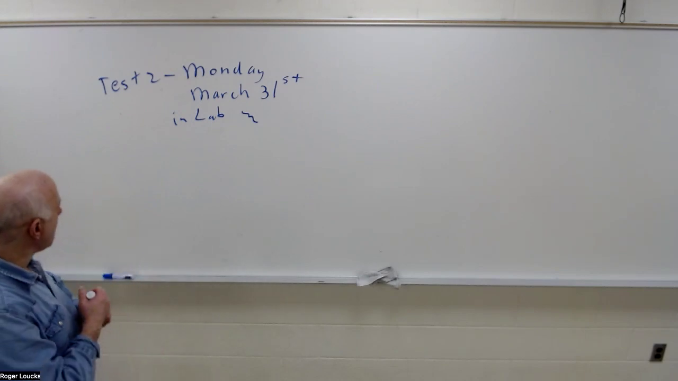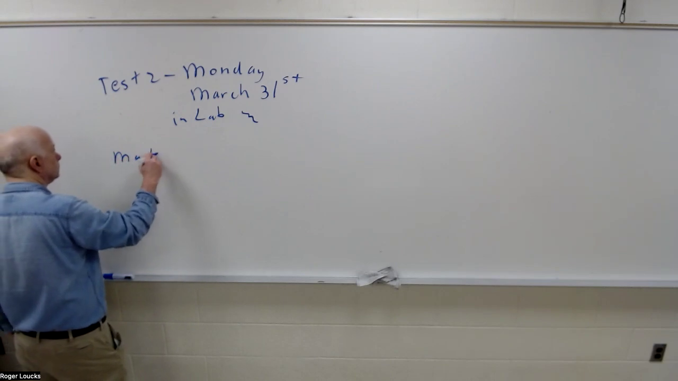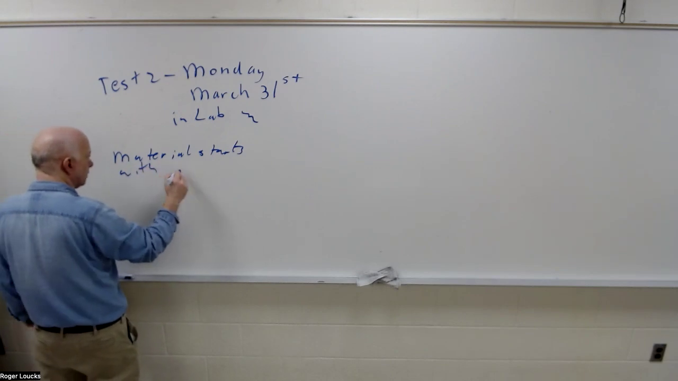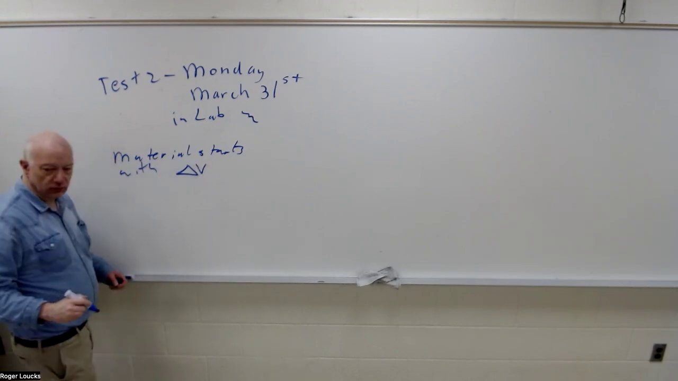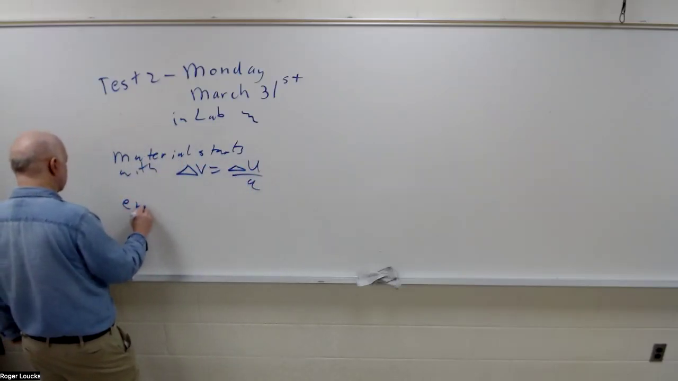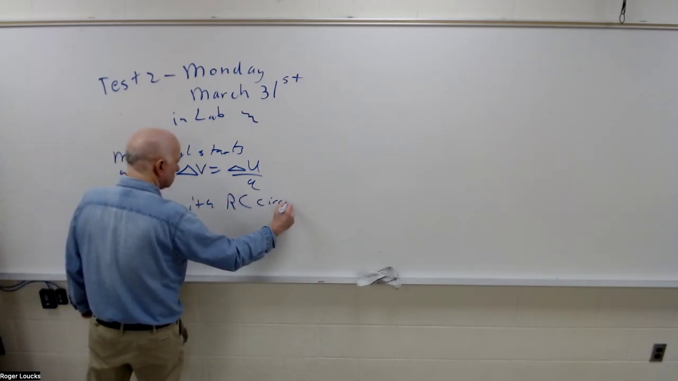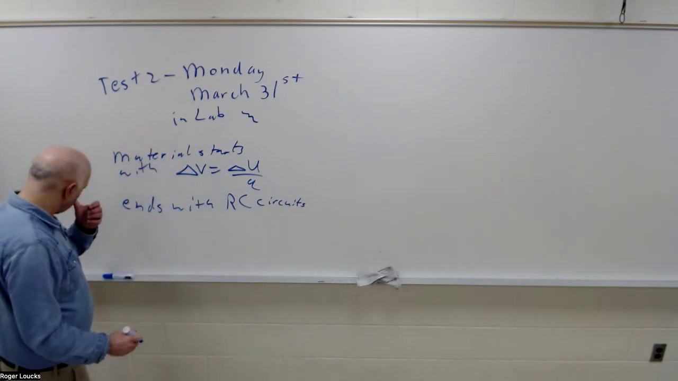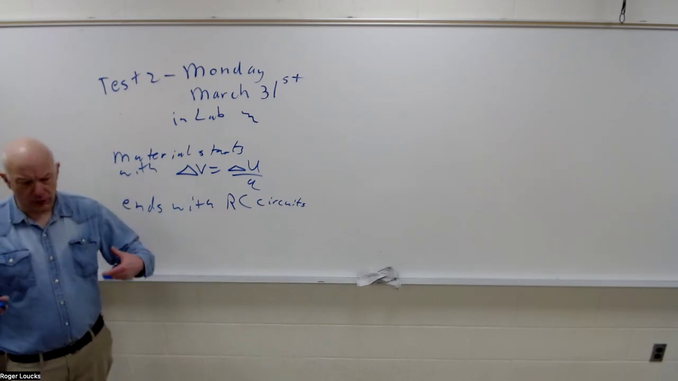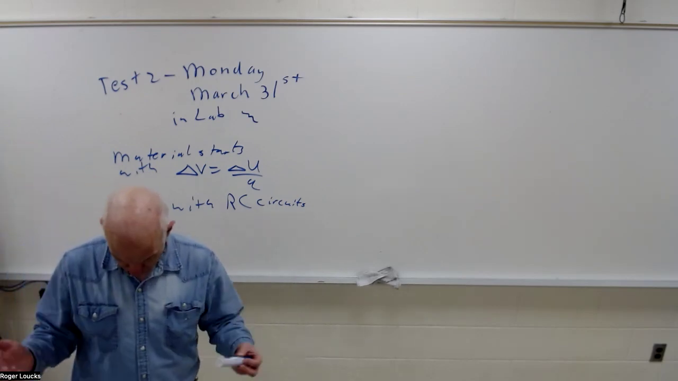The material will start with what? Basically finding voltage differences. So it's going to start with delta V, the definition of delta V being the delta U over Q, and it's going to end with RC circuits and capacitors. I'm not sure if I'll do this next or capacitors, but it's basically once we're done with all the capacitors and resistor stuff, that'll mark the end of it. And then after that, we start magnetic fields.